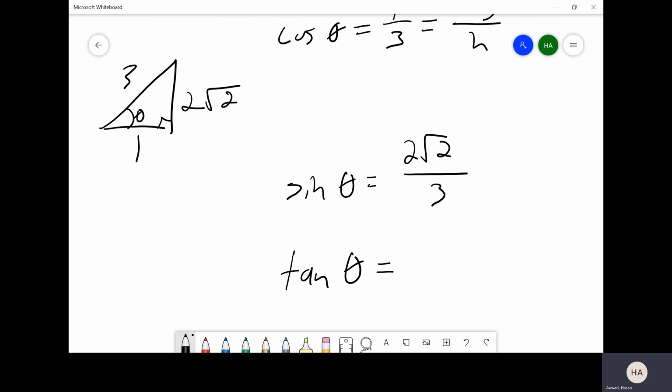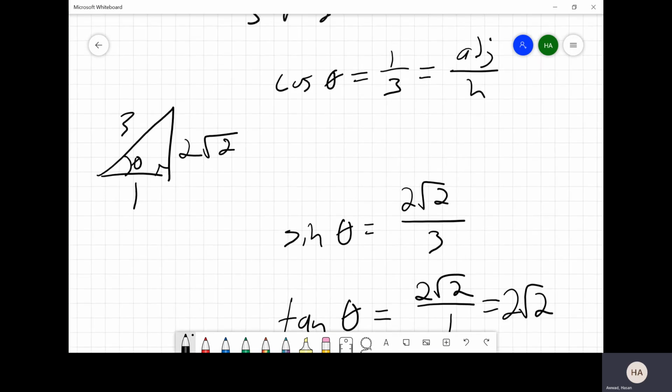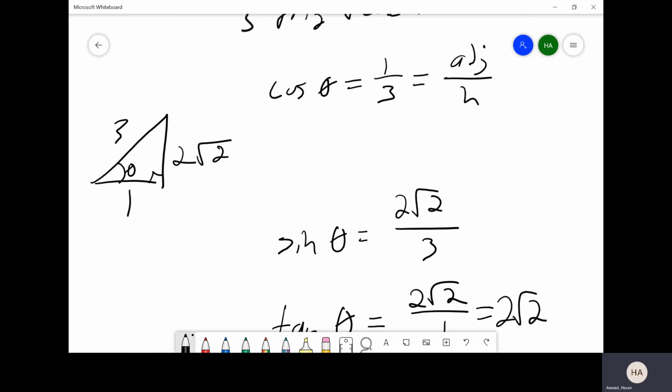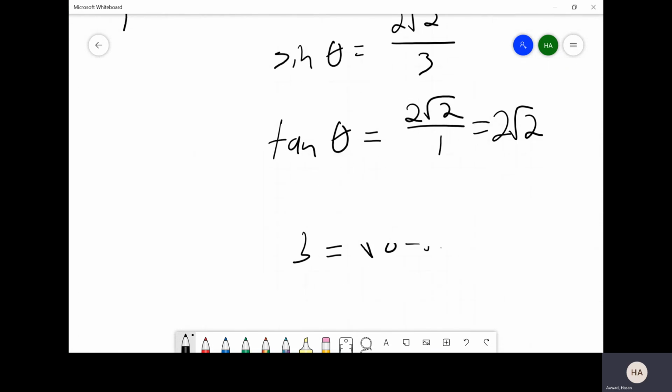So it should be 2 square root of 2 over 1, which is just 2 square root of 2. And last but not least here, well, not last, but we did cosine, right? So the one that jumps out at us, the partner of cosine, the reciprocal of cosine, is secant. So for secant here, instead of it being 1/3, it should just be 3 over 1, right? So instead of it being 1/3, we flip it over, and 3 over 1 simplifies to just be 3. So secant of theta is just 3.